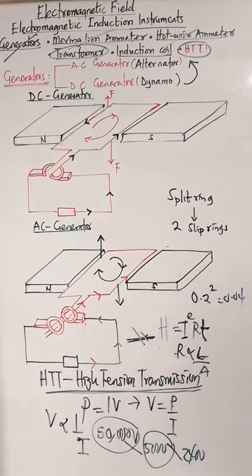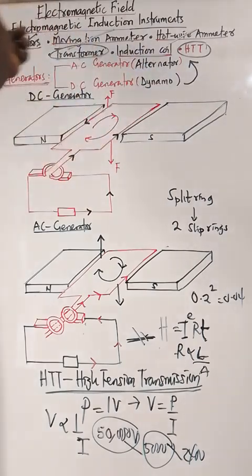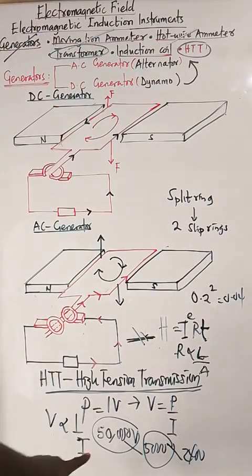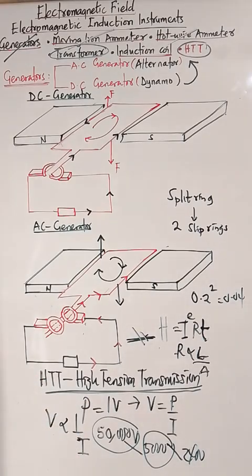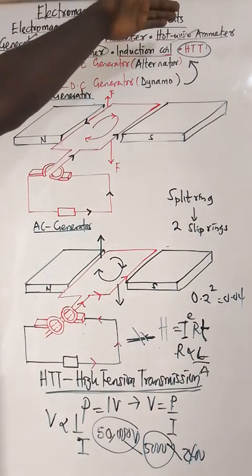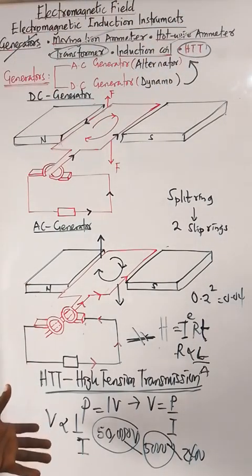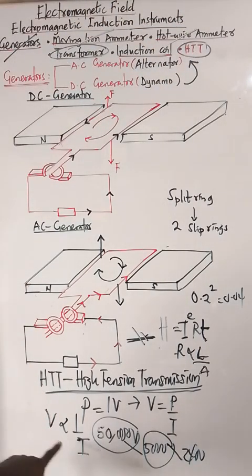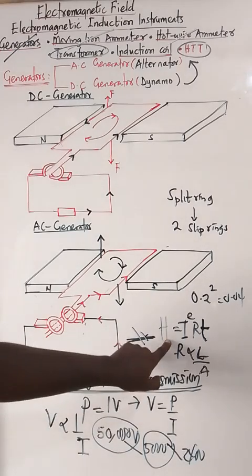Transformer. After discussing transformer, we'll talk about induction coil, which is like a special case of transformer. In that case, it's like the opposite of this. It's like a step-up transformer with some differences. In short, we'll discuss generator, moving iron ammeter, ultra ammeter. HTT, high tension transmission, is a process whereby electrical power is transmitted at low current and high voltage in order to reduce the heating effect.